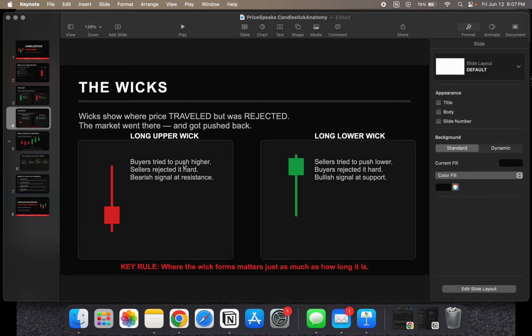Next we have the wicks. The wicks are those thin lines above and sometimes below the candle. They simply show you where price traveled but got rejected. The market went there and got pushed back. Same thing here. This is a bearish candle. This candle opened here. At some point, it fluctuated all the way up here. So at some point in real time, this candle was a bullish candle. The buyers did try to come in and push price higher, but they failed to. Sellers rejected it hard. Sellers took back control of the market, and the candle fluctuated back down and closed here as a bearish candle with a wick on it.